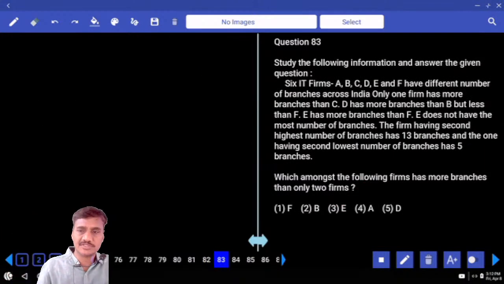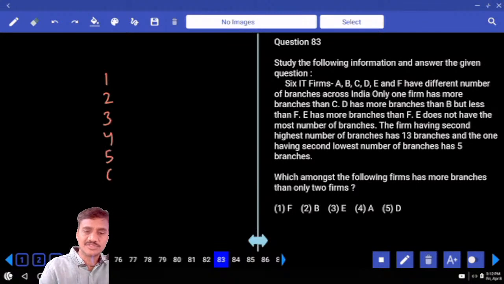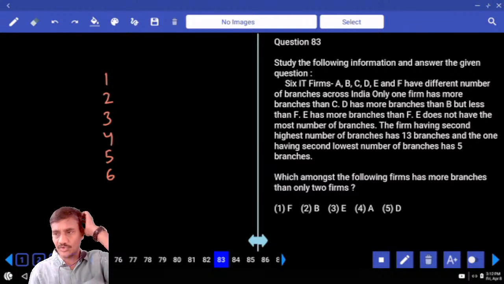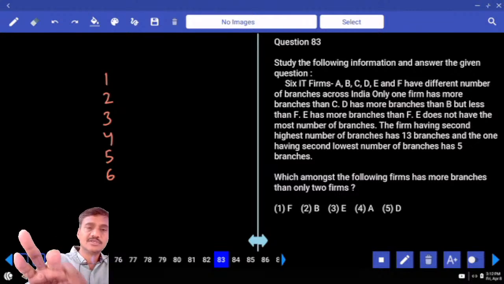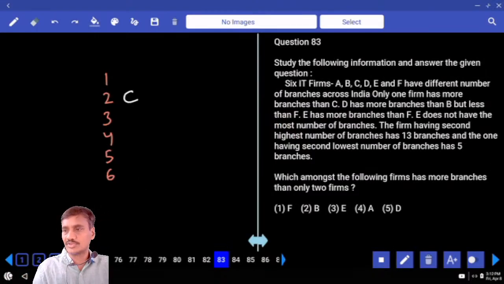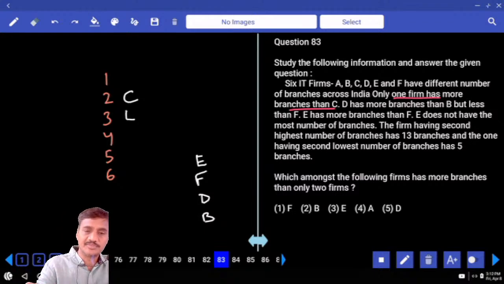is based on comparisons. There are 6 firms that have different numbers of branches. Now we need to compare these 6 according to the number of branches they have, and only one firm has more branches than C. Only one firm is having more than C, means C must be at the second place. The D has more branches than B, but fewer than F: F, D and B. E has more branches than F, isn't it? E does not have the most number of branches. E cannot be at the top, E must be at the third place. EF, DB, and what is left over here? A. A must be at the top.